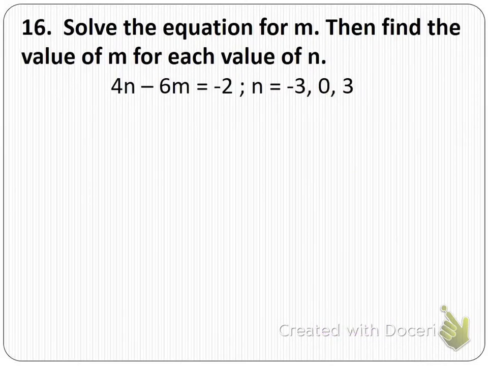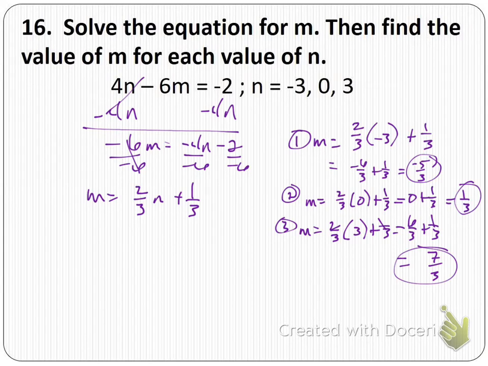All right, one more here for you. Solve for m, plug in values of n. You can stop the video, do the entire problem, and then start it back up, and you'll see the solution. And there you go. The formula that you should come up with was m equals 2/3 n plus 1/3. And then you can see all the work, plug it in, negative 3, 0, and 3 for n, right?